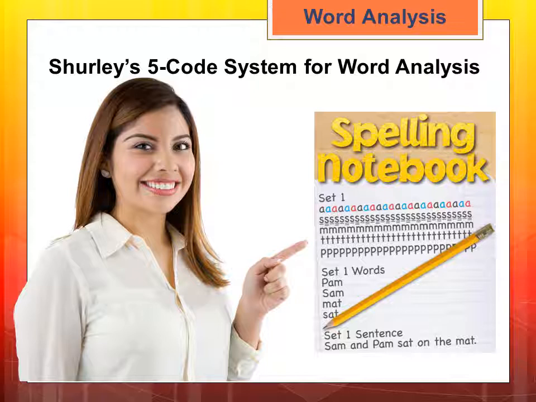Students will develop their expertise using the 5-code system for word analysis during their spelling notebook time. Notice that in the spelling notebook, they are practicing in a multisensory way. They're using color codes for vowels, line codes for consonants that carry more than one sound. They're also getting vocabulary enrichment, spelling practice, and sentence sense work.